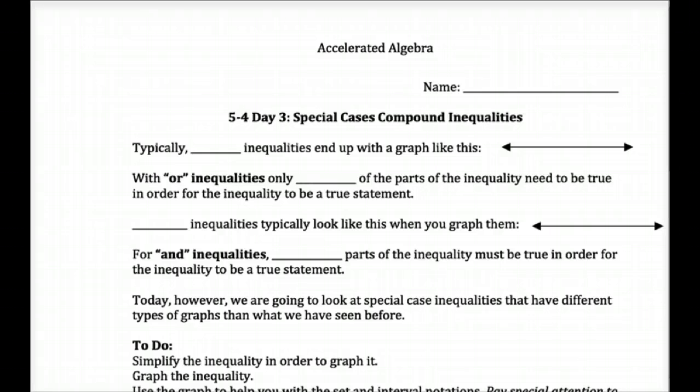Typically, you guys have to get this, so you need to focus and pay attention. This is not easy. How many people feel like they understand the difference between the word "and" and the word "or" in these compound inequalities? Can somebody explain in their own words the difference between "and" and "or"?